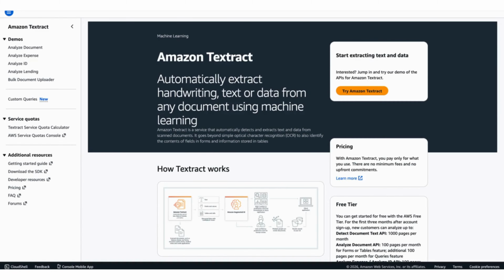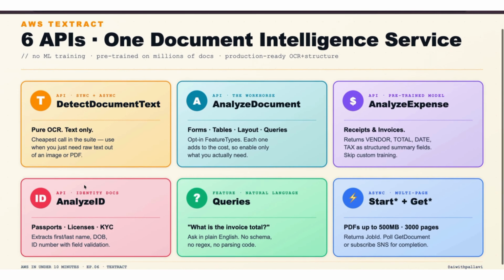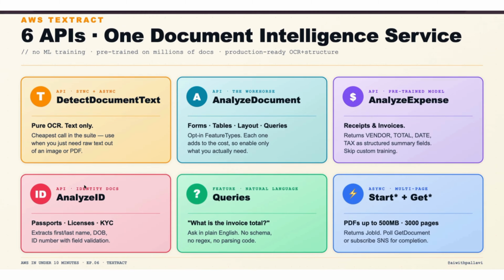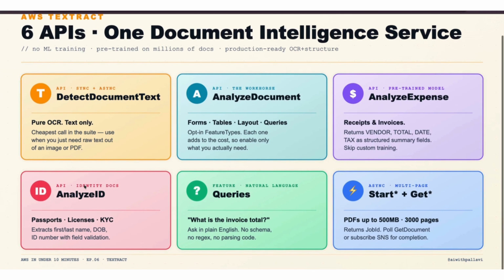There are majorly two execution modes, sync and async. Sync for single page quick calls, asynchronous for multi page PDFs up to 500 MB. Now, Textract actually reads characters, not only that, but also reads the document. So, let's go ahead and see what are the different features of Amazon Textract.